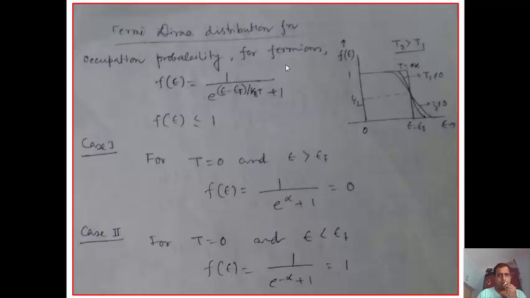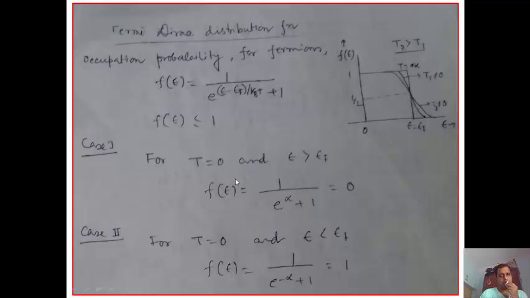For T equals 0, we see that the distribution function behaves like a step function which ends at epsilon equals epsilon f. For other temperatures, there is no abrupt decrease of the curve, but a slower decrease, and for T2 greater than T1, the curve is like that, where T2 is the farthest.